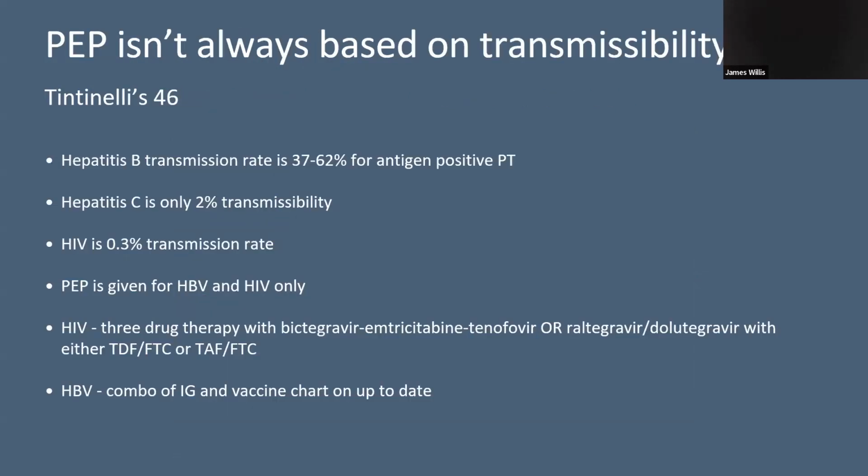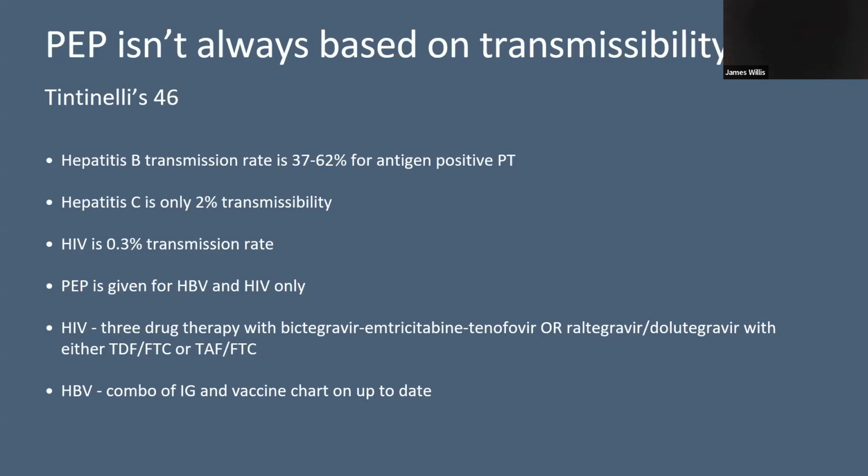So the transmissibility of these, usually in this case viral infections that we're talking about, is not the sole thing that we think about when we're using post-exposure prophylaxis. Hep B is one of the higher transmission rates. It's usually somewhere around 37 to 62% in a patient who is antigen positive for Hep B. Hepatitis C is much lower. That's usually a 2% transmission rate. And then HIV is the lowest at 0.3 transmission rate.